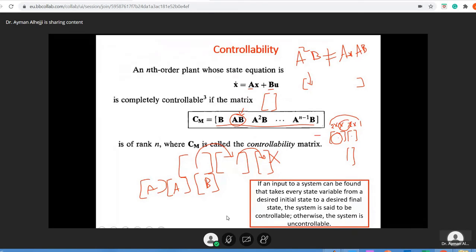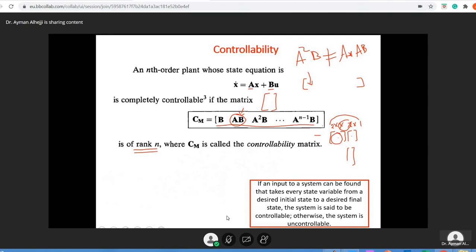you need to check the rank of the matrix, because this CM is considered a matrix. You need to measure the rank of the matrix. What I mean by the rank of the matrix is how many elements are located in each order. This is the rank of the matrix, and we will learn it inshallah together. From there, we can determine if the matrix has full rank or lower rank. And then we can call the system controllable or not controllable.